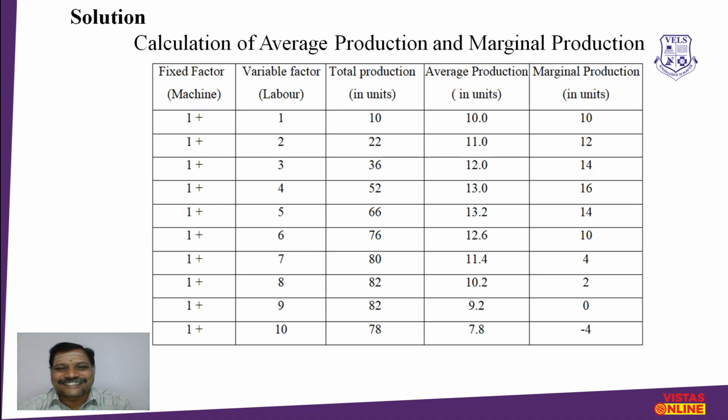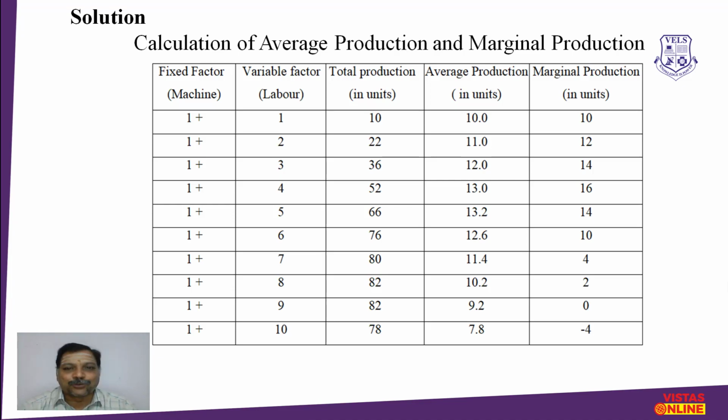You can see the total production is 10 when the first laborer is employed. 10 by 1 is 10. Then the total production is 22 when the second laborer is employed. So 22 divided by 2 is 11. For the third laborer, 36 divided by 3, it is 12. So likewise, for the fourth, fifth and remaining rows, we have to calculate the third column divided by the second column. So this is the way we have to calculate the average production.